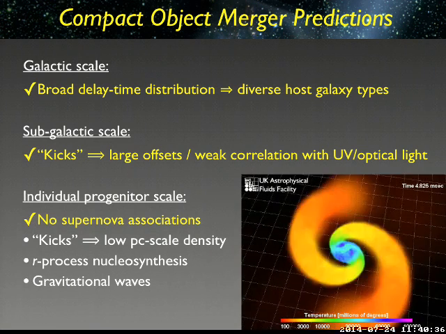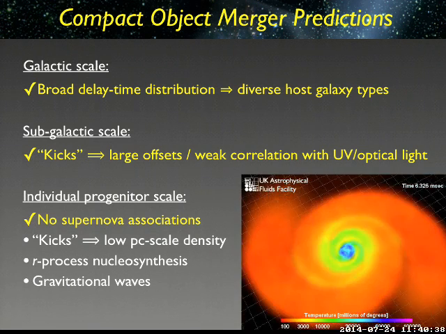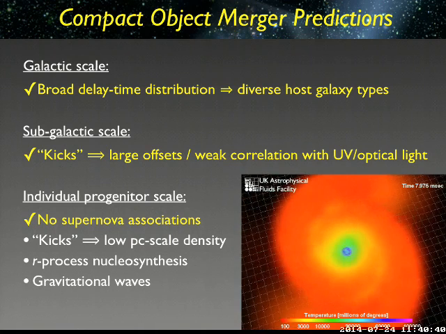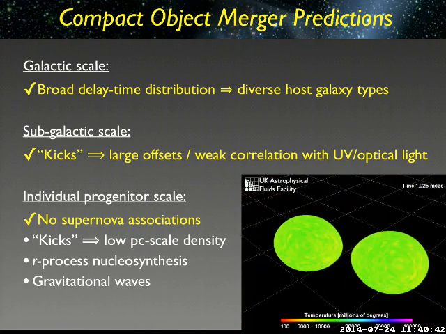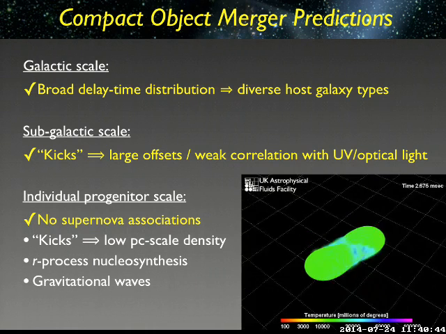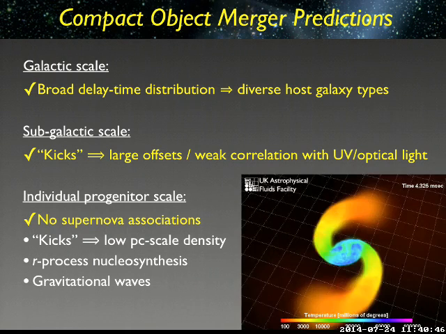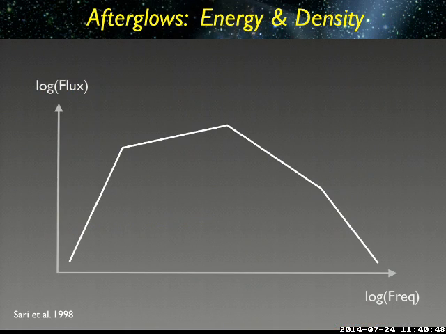All right, so let's go to the individual progenitor scale. I already talked about the lack of supernova associations. Those kicks would also predict that we should find fairly low densities, at least in some cases. So how do we do that? Well, to infer those densities, we need to go to the afterglow.